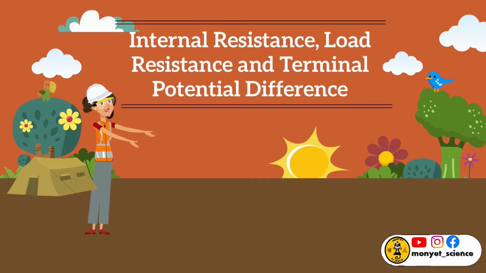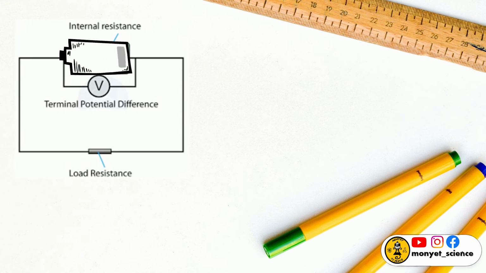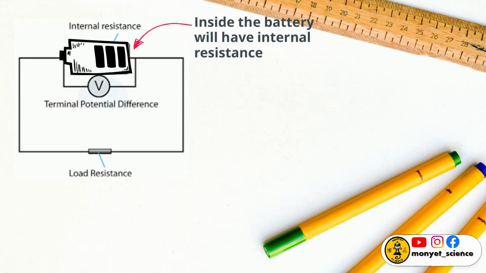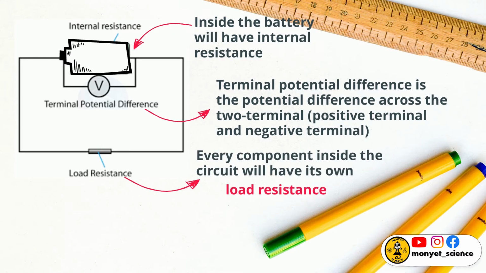Internal resistance, load resistance, and terminal potential difference. Inside the battery, we'll have internal resistance. Terminal potential difference is the potential difference across the two terminals, positive terminal and negative terminal. Every component inside the circuit will have load resistance.